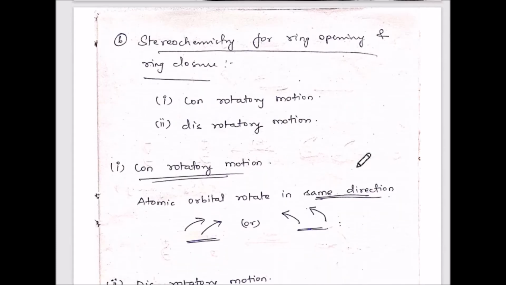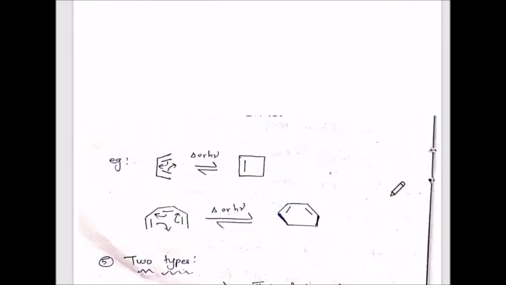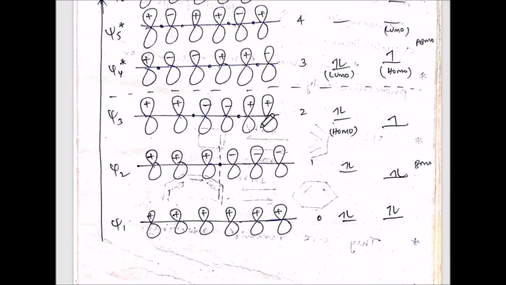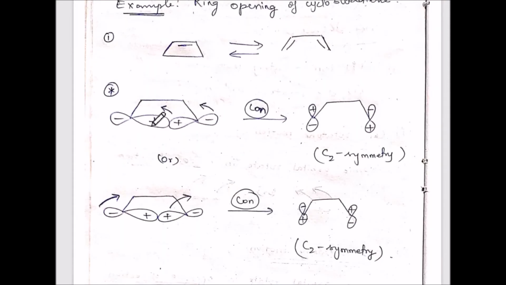And then one more thing you have to notice is about the stereochemistry for the ring opening and ring closing. 2 types of rotation motions you have to understand properly. One is your conrotatory motion, and the other is your disrotatory motion. So what is con and what is dis? I'll just give you a very simple definition. In conrotatory, you have to rotate your atomic orbitals in the same direction. In pi molecular orbital we saw these are the lobes. These lobes are to be rotated, then only you will get the bond formation. You know how a bond will be formed, right? You can see the example here.